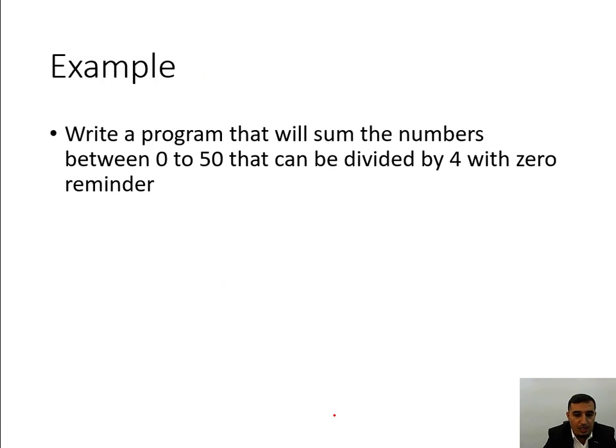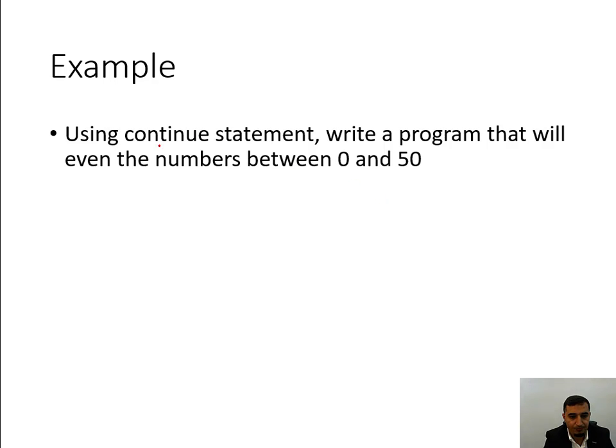Here we want to write a program that will sum the numbers between 0 and 50 that can be divided by 4. Okay, so we need to think about this program and see how to do it. We are going to do it together in the lab, but there are at least 2 ways which are quite simple and easy. I can give you a hint. You can either go from 0 to 50 and do an if statement with modulus, or you can go from 0 to 50 and increment by 4 and sum the numbers. So you can have these 2 options.